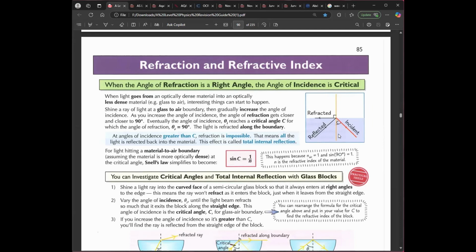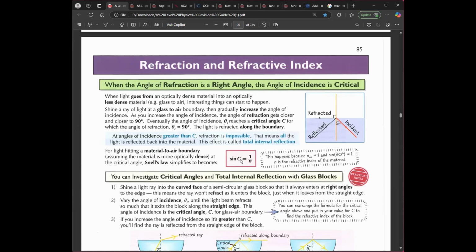Now, when the angle becomes greater than the critical angle, we follow all the rules that we studied for reflection because no light is going to be subjected to refraction anymore. So whatever angle it makes with the normal here would be the same as the angle of reflection in that case. All right.